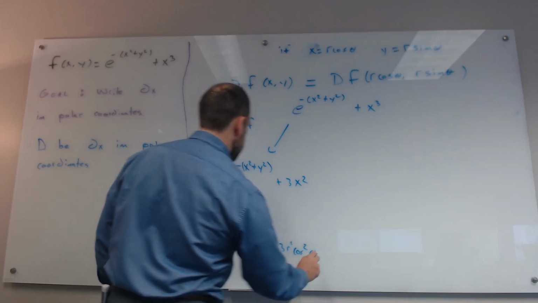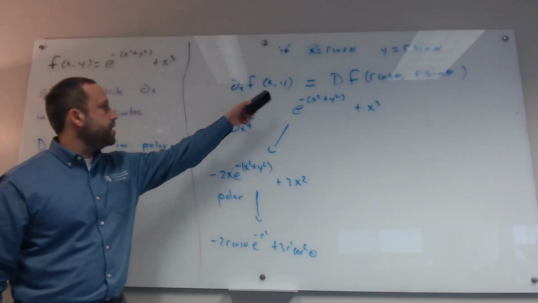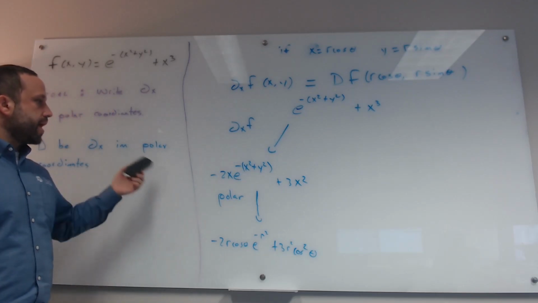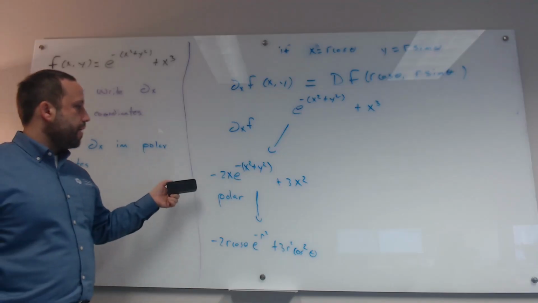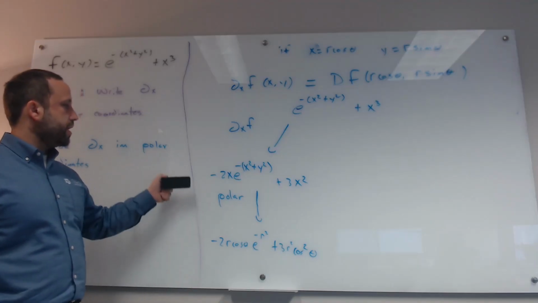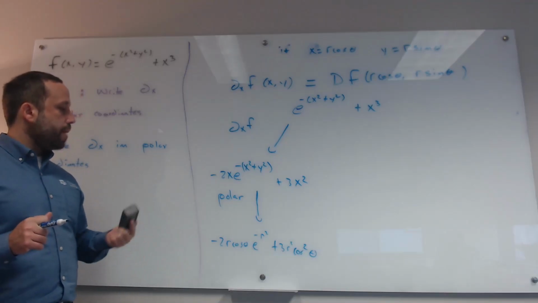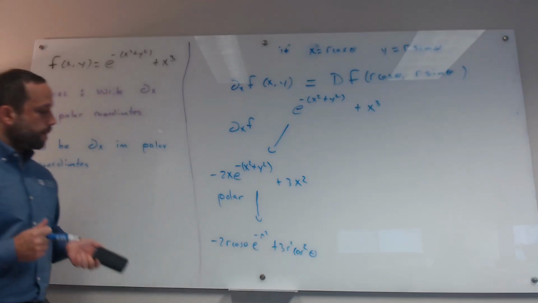Okay, so if we take this and we do the partial x derivative, this is what we get just by doing calculus things. And then if we convert this to polar coordinates, that is, wherever we see an x, put r cosine theta, or wherever we see a y, put r sine theta, we get this right here.